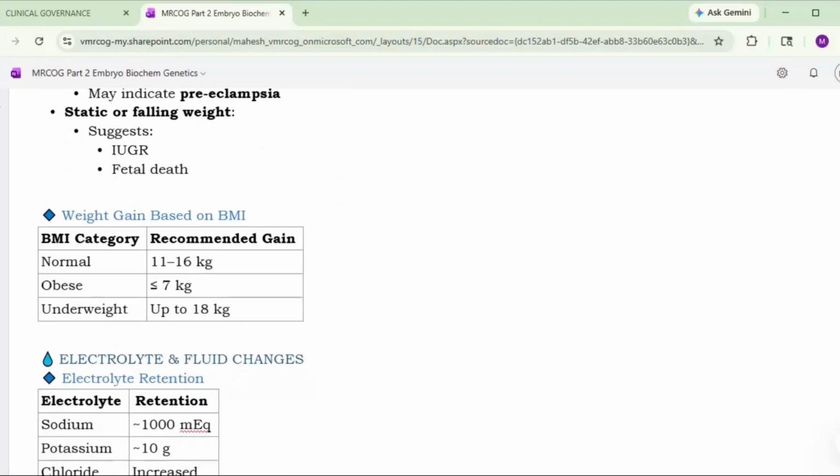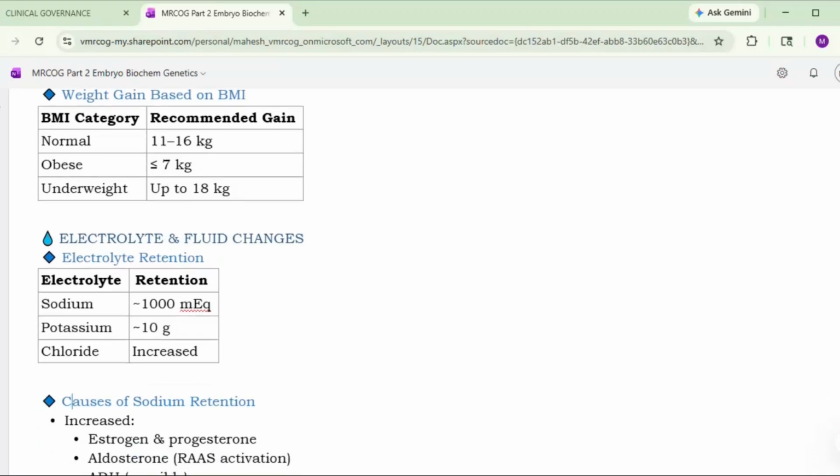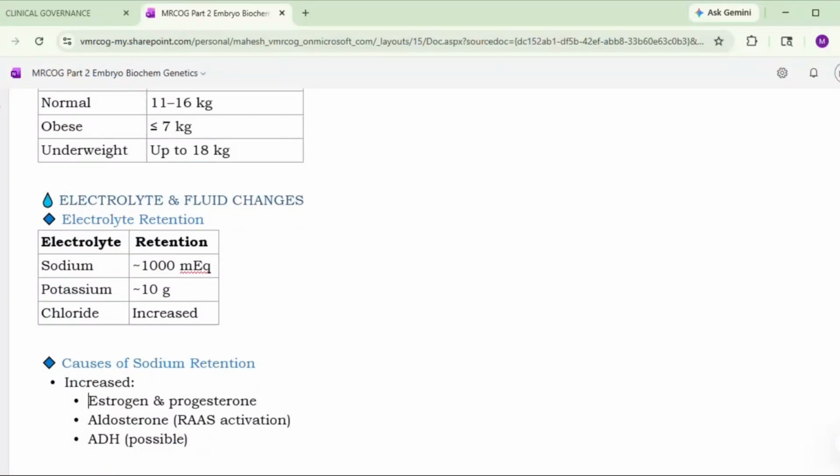Then weight gain based on the BMI. Normally, though we mention around 11 kg on average, that is for a person who has a normal BMI. So if the BMI is normal, around 11 to 16 kg weight gain is normal. If the patient is in the obese category, then the expected weight gain is 7 kg or less. If the patient has a BMI less than 19, then up to 18 kg weight gain is expected.